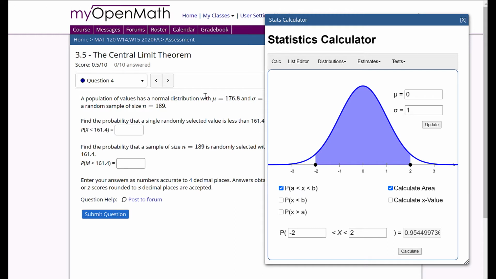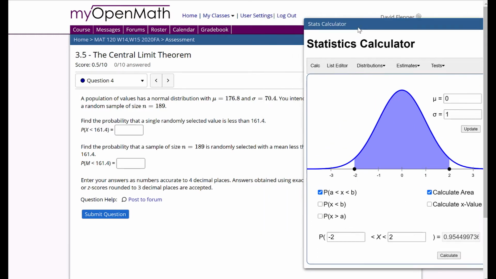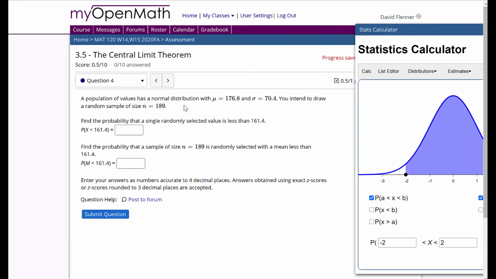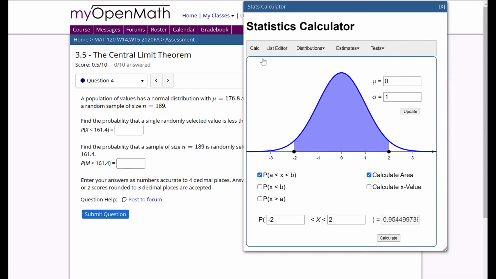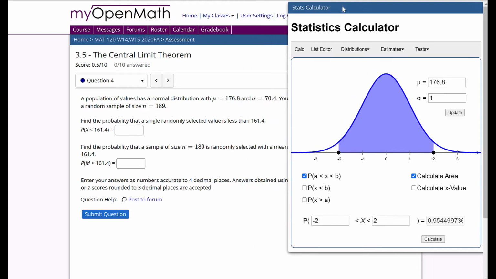And in this case, let's read the problem. A population of values has a normal distribution with mu equals 176.8 and sigma equals 70.4. You intend to draw a random sample of size n equals 189. So find the probability that a single randomly selected value is less than 161.4. Okay, so we have a mean of 176.8 and a standard deviation of 70.4.